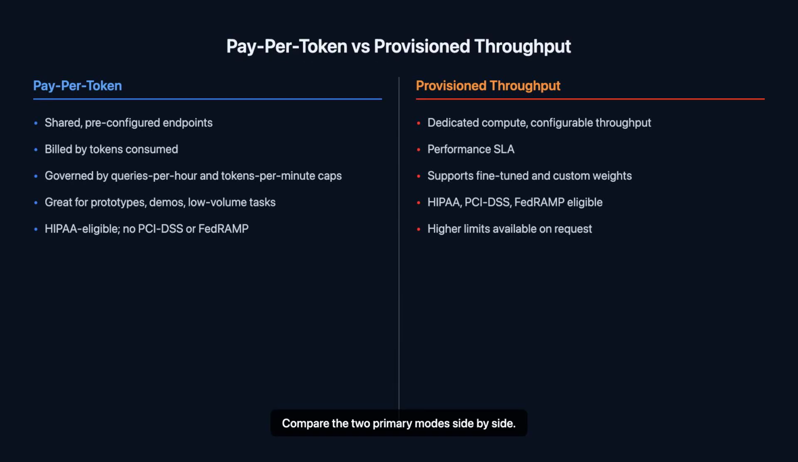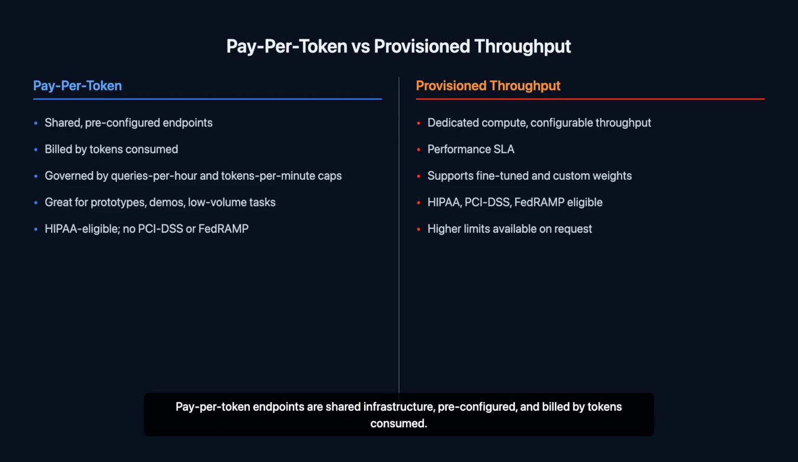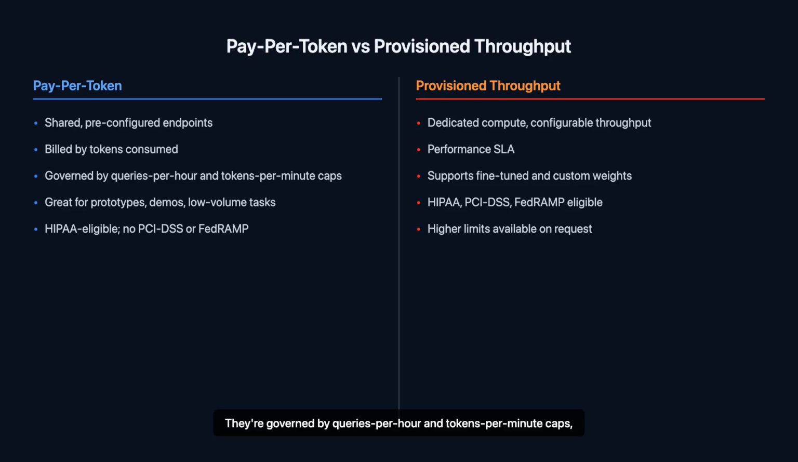Compare the 2 primary modes side by side. Pay-per-token endpoints are shared infrastructure, pre-configured, and billed by tokens consumed. They're governed by queries per hour and tokens per minute caps, both for input and output tokens, and the exact numbers vary by model and workspace tier, so check the Foundation Model API's limits page in the official docs for the current values. Pay-per-token is excellent for prototypes, demos, and low-volume tasks. It's HIPAA eligible when your workspace uses the right compliant security profile, but it does not cover PCI DSS or FedRAMP.